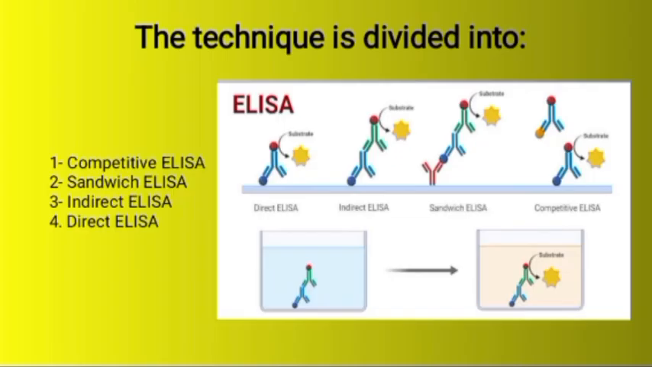Then we have an indirect ELISA where the antigen is at the bottom. Then you add your secondary measurement antibody. Then the tagged antibody will be added. So it is indirect. The tagged antibody is not bound to the antigen. It is bound to another antibody. Then we have a direct ELISA where the antigen will be bound together with the tagged antibody and the substrate.